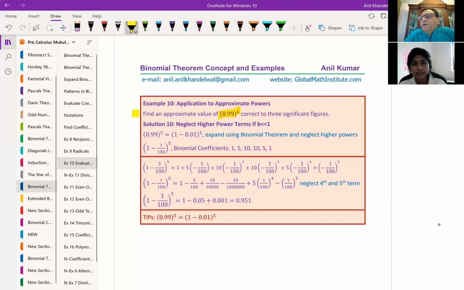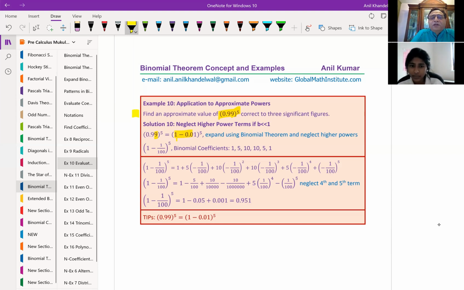But 0.99 can be written as 1 minus something, correct? That makes it a binomial. And now we can expand it as a binomial, correct? And easily find the coefficient. So that is the whole idea. So 0.99 to the power of 5 can be written as 1 minus 0.01. It's very easy to find powers of 1 and 0.01, correct?